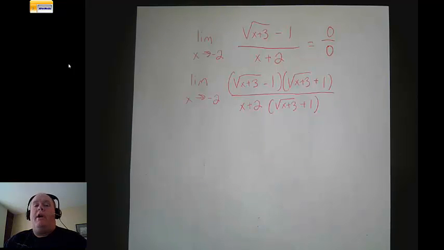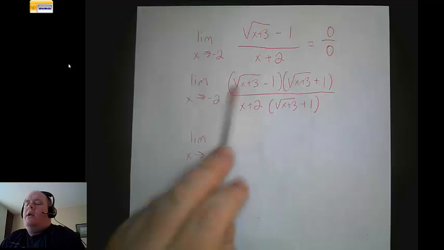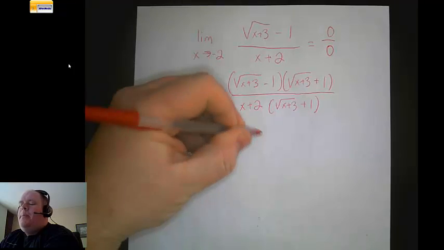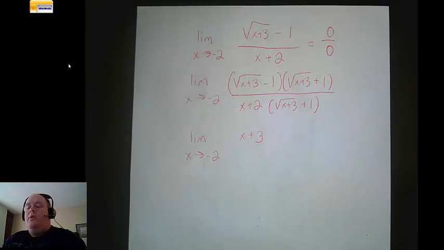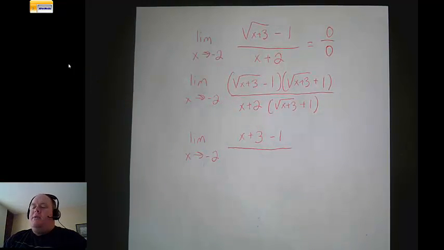So we're actually going to FOIL out the top. The neat thing about conjugates is that whenever you multiply conjugates, the middle terms are going to cancel. So I really only have to multiply the first terms and the last terms. If I do that, we get the limit as x approaches -2. Radical times radical is just whatever's inside. So we get x plus 3. And then doing the last terms, -1 times 1 is -1 over x plus 2 times radical x plus 3 plus 1. We could multiply that out, but when you do rationalization of limits, you don't need to. We're just going to skip that step, and we'll see why in a second.